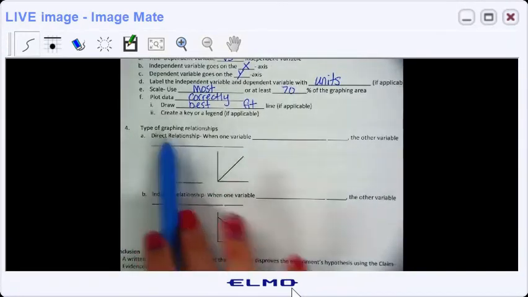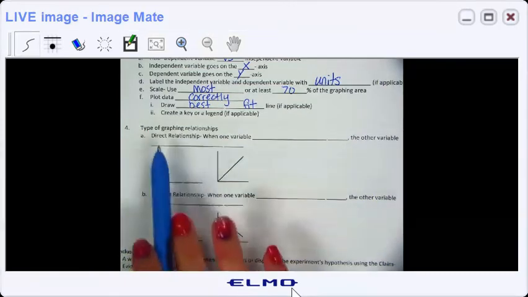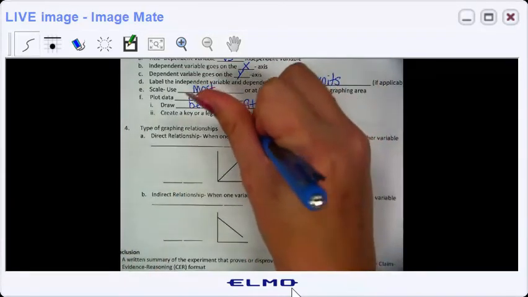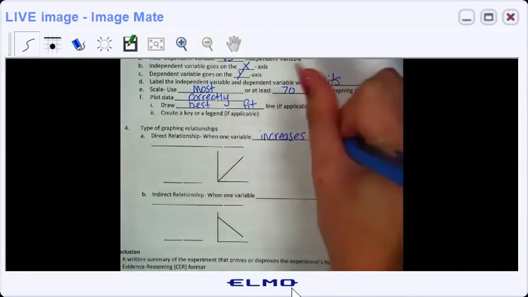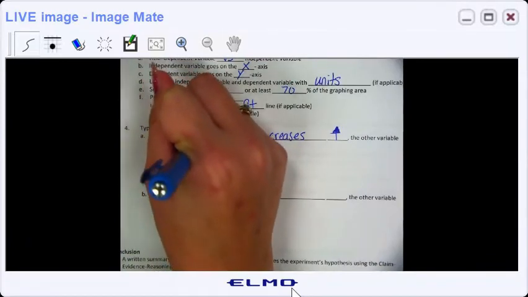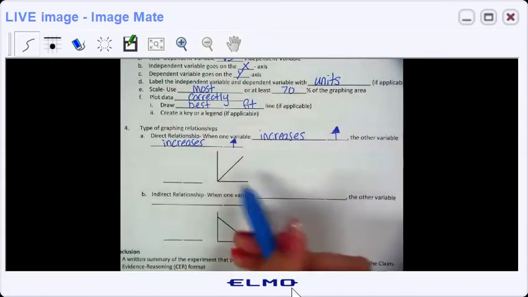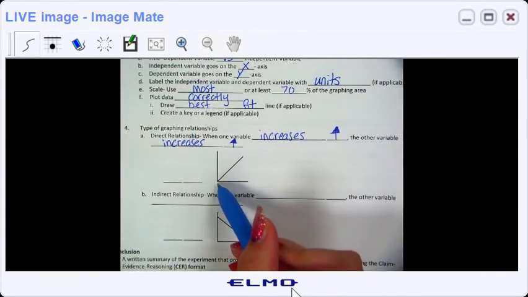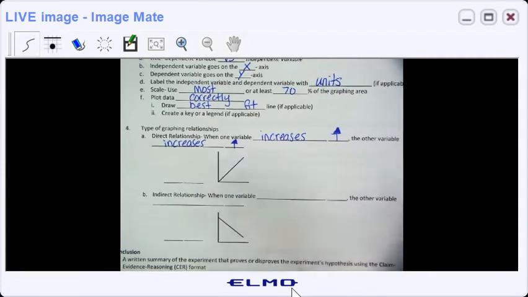Next, there are graphing relationships. So when you're looking at a graph, you can usually tell the kind of relationship it has. There is a direct relationship when one variable increases or goes up, the other variable also increases or goes up. This would be an example of a direct relationship. As the x value goes higher, the y value goes higher.